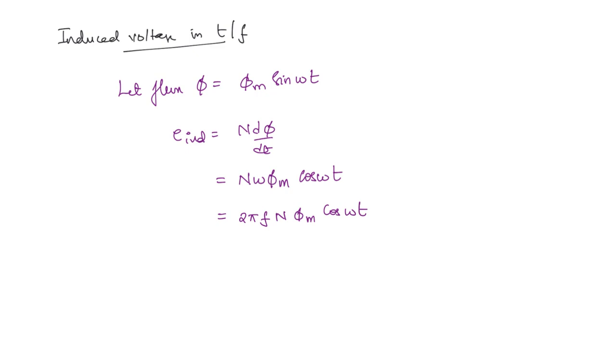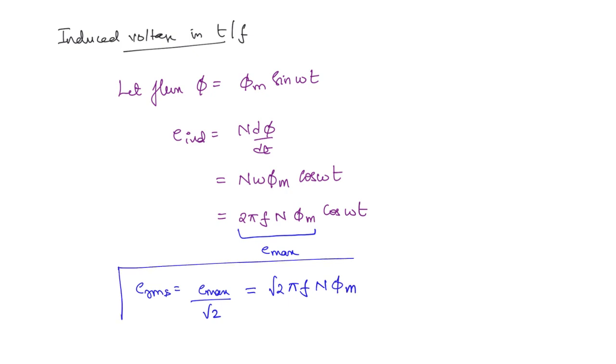Now we want the RMS value. The peak value will be E maximum. If we want E RMS, it is going to be the peak value divided by root 2. So this is going to be E RMS equals root 2 pi f N phi m. This is one important expression. It gives an idea as to what factors the induced EMF depends on.